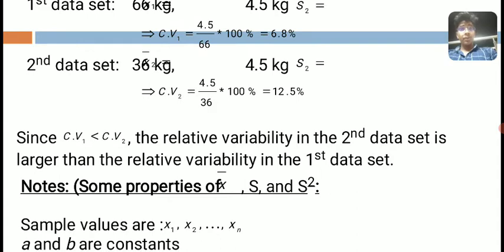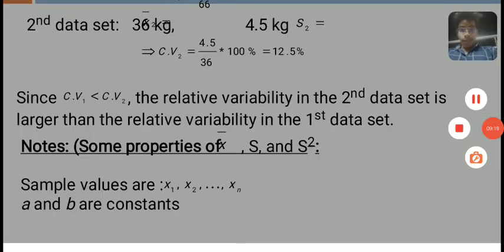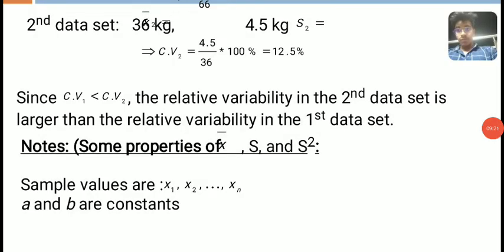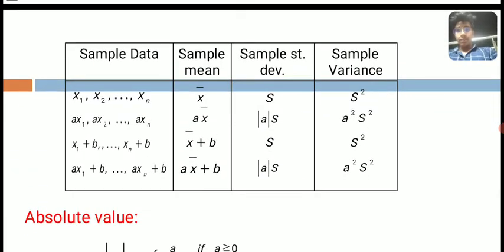Now some of the properties of x bar, s and s square. The sample values are x1, x2 and so on up to xn, where a and b are constants. There is an example regarding sample data: x1, x2 and so on, and ax1, ax2 and so on. For the sample x1, x2 and so on, the sample mean is x bar, the sample standard deviation is s, and the sample variance is s square.